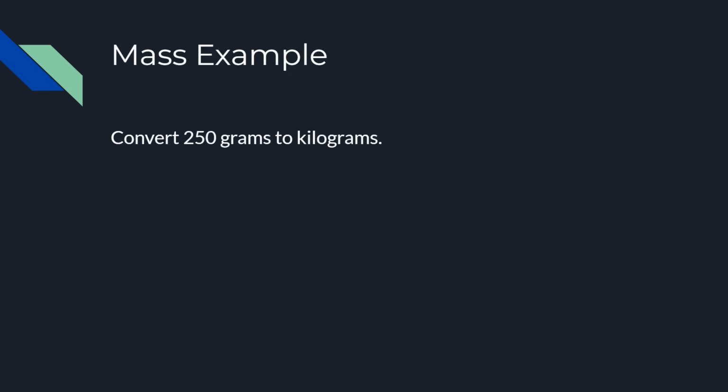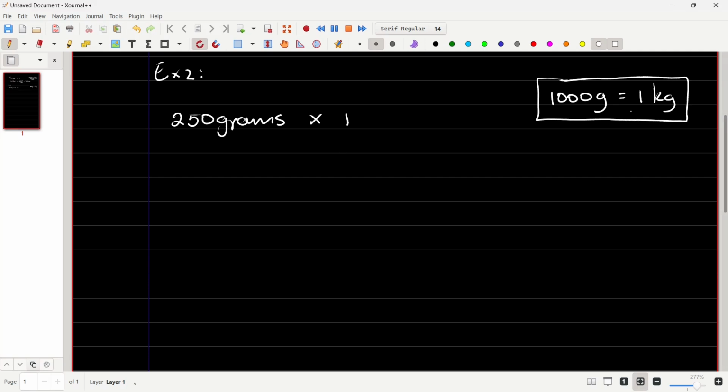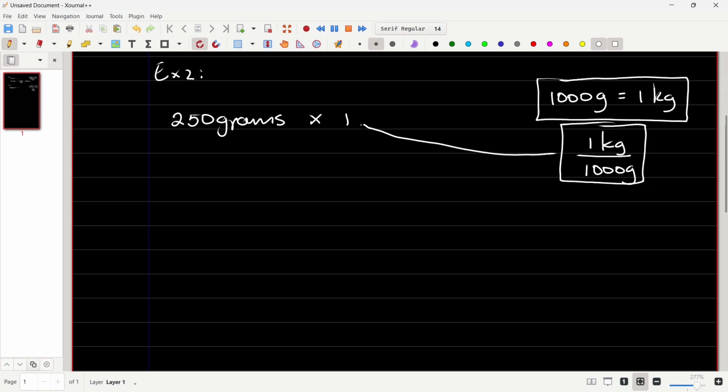Convert 250 grams to kilograms. All right. Again, we first require an equivalence. We know that 1,000 grams is equal to 1 kilogram. We are required to convert 250 grams. We're going to do this by multiplying by a convenient number 1. So that means I need to write this in a ratio such that I will be able to cancel off the grams. That would be 1 kg over 1,000 grams. And I simply replace the 1 with this.